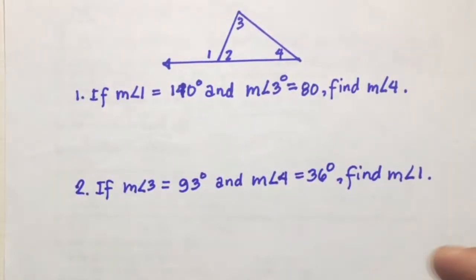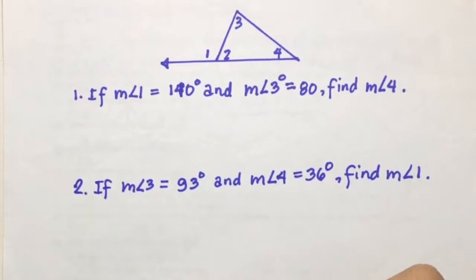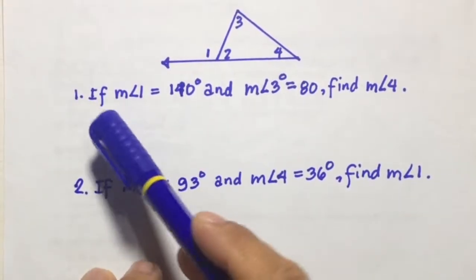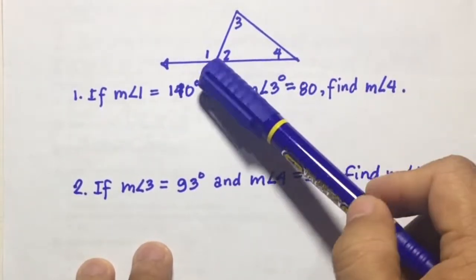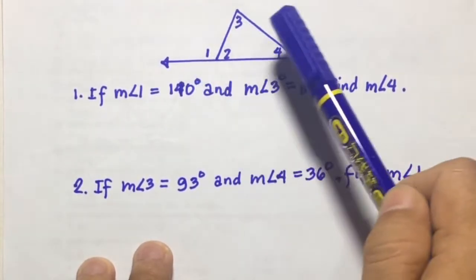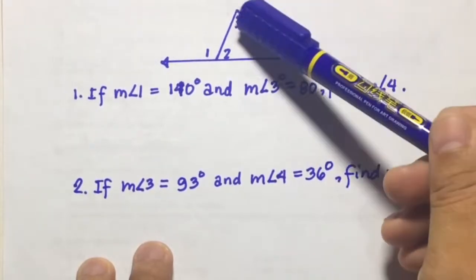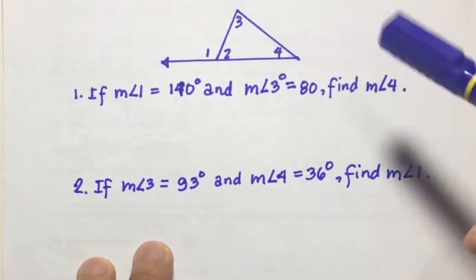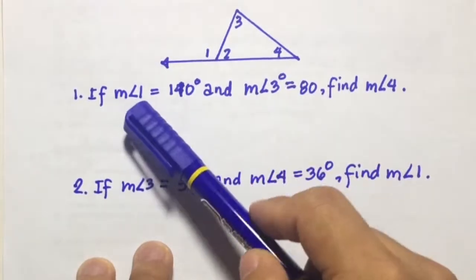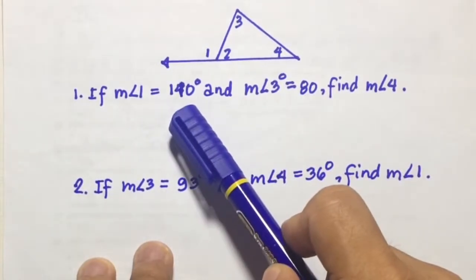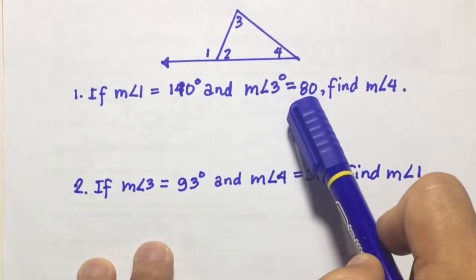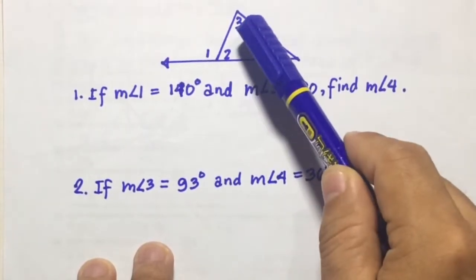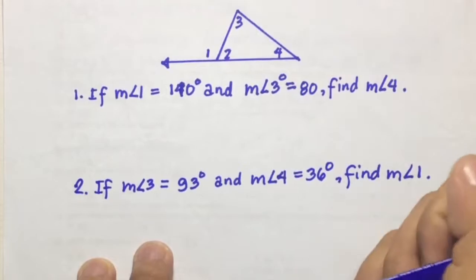Now let's have examples of problems that can be solved using the exterior angle theorem. Let's have example number 1. We have the figure. The exterior angle is angle 1, and its two remote interior angles are 3 and 4. If the measure of angle 1 is 140 degrees and the measure of angle 3 is 80 degrees, find the measure of angle 4.